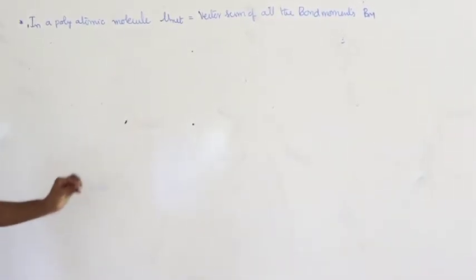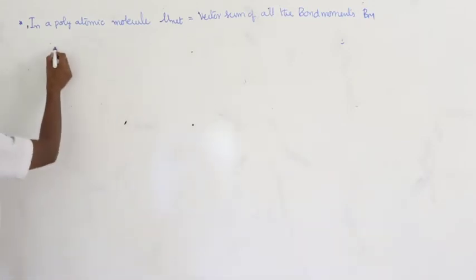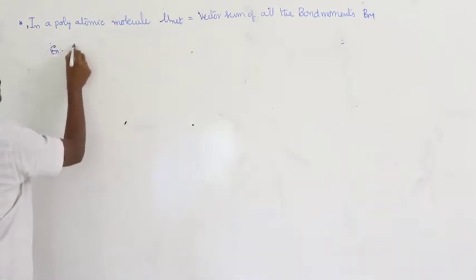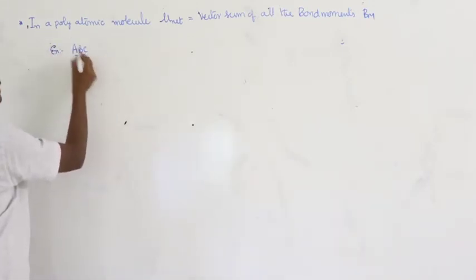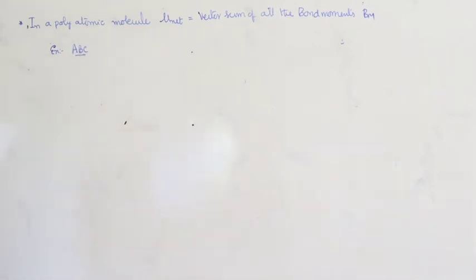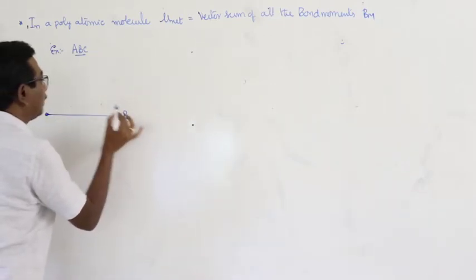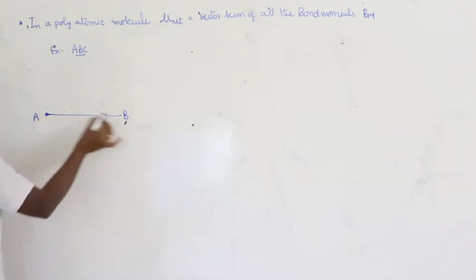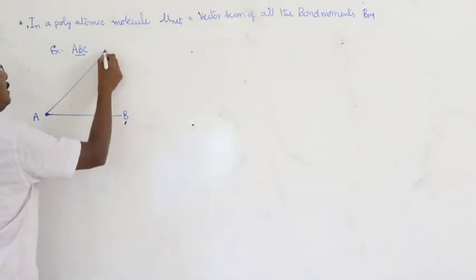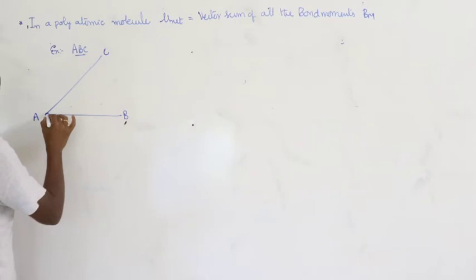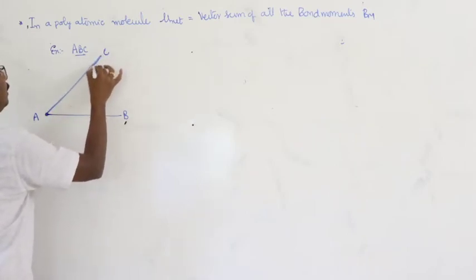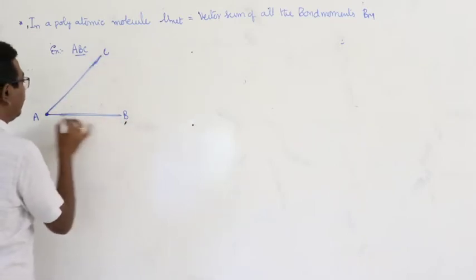Now, I will give an example. Let us consider a molecule ABC. Here, A is the central atom. This is A, this is B, and this is C.